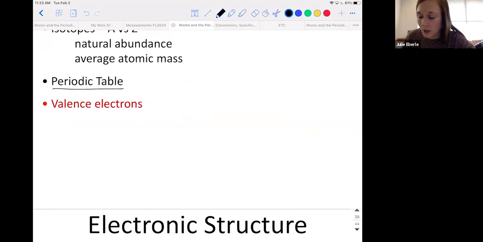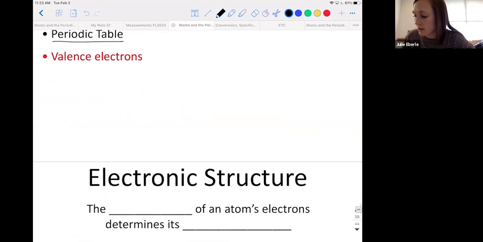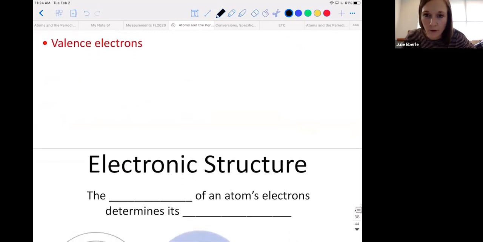All right, valence electrons. So we've actually already mentioned it a little bit, but to break down what a valence electron is, I'm first going to start with talking about the fact that atoms have energy, okay? And the energy is found in the electrons.